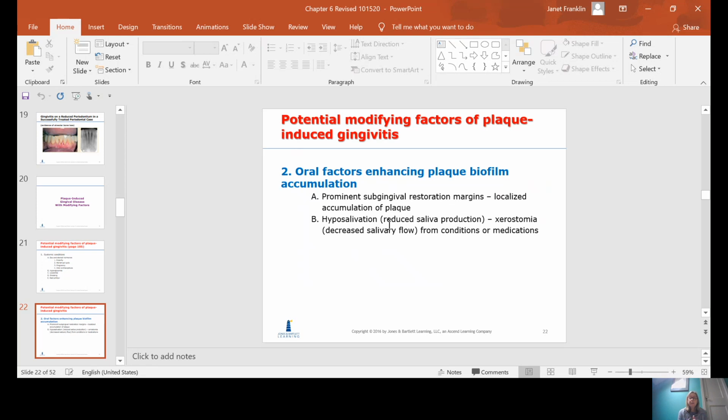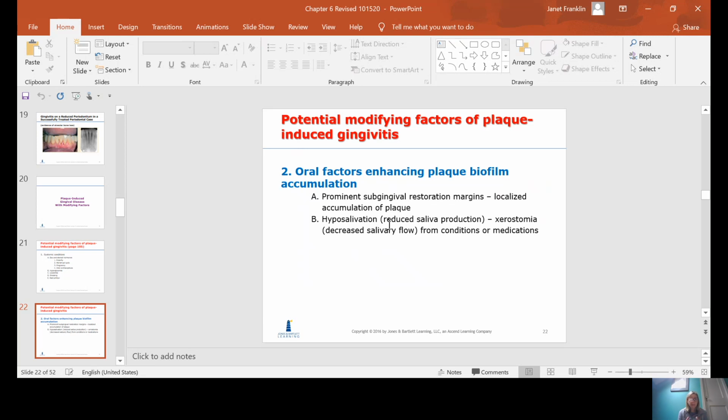Hyposalivation is another one, reduced saliva production, xerostomia. I don't know if Professor Ramos mentioned that word, but xerostomia is a decreased salivary flow from conditions or medications. So oftentimes patients take blood pressure medicines, allergy medicines, antidepressants. All of those things cause their mouth to be more dry. And with dry mouth comes reduced saliva production.